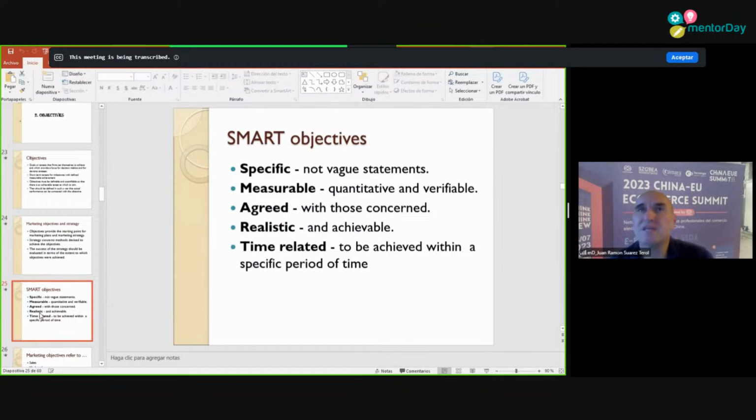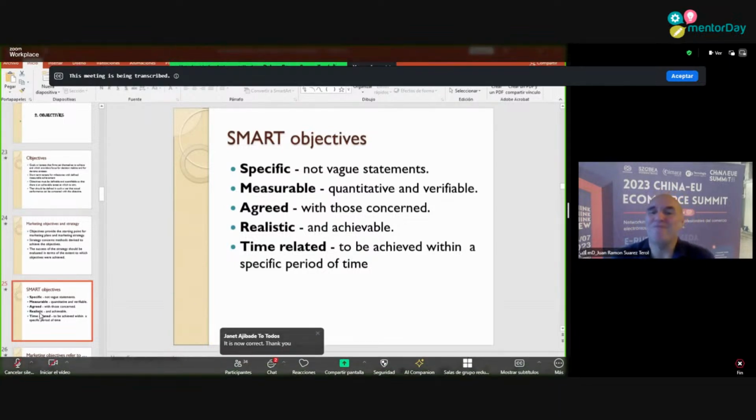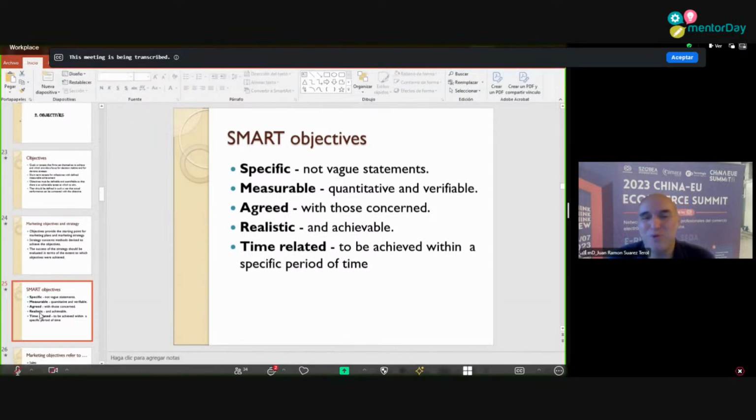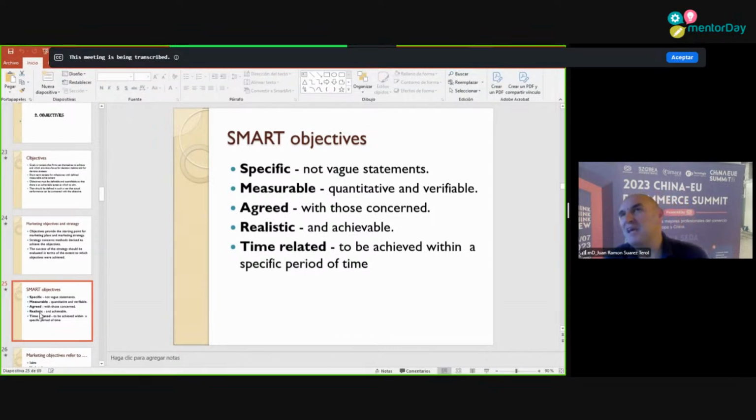creates objectives always on a 5-year plan. Always. They don't do anything for the next year or for the next 2 years. China as a country, the political government in China always has objectives in 5 years' time. Very specific, very measurable, agreed obviously, because it's the government who creates those, and generally speaking, realistic. Sometimes they are not realistic, but I think it's a good example of a country that creates, I wouldn't say SMART objectives, but in some way they are very good at being time related.